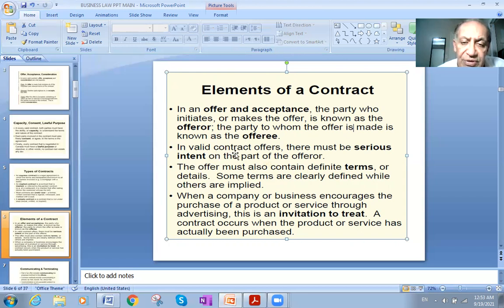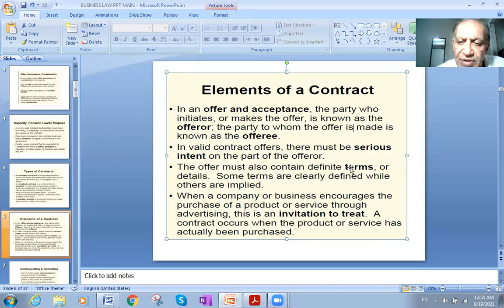Okay. In a valid contract offer, there must be serious intent on the part of the offerer. Intent means I have the intent to sell to you. I mean it. I do this purposely, not all of a sudden or by accident while I'm walking down the road. No, it is intended and I mean to make this offer. I am the seller, I intend to sell this thing to you, and you will accept or not, but I have the intent inside me to do this.